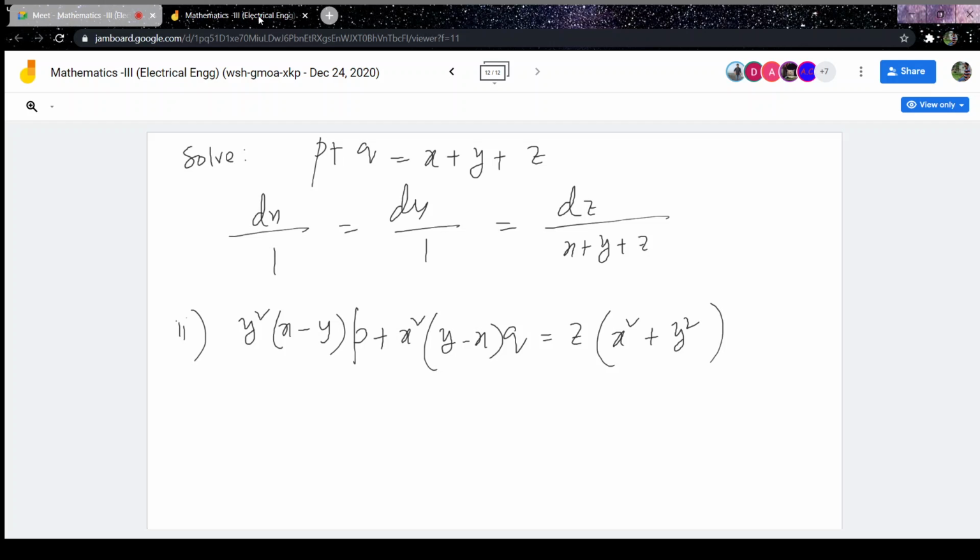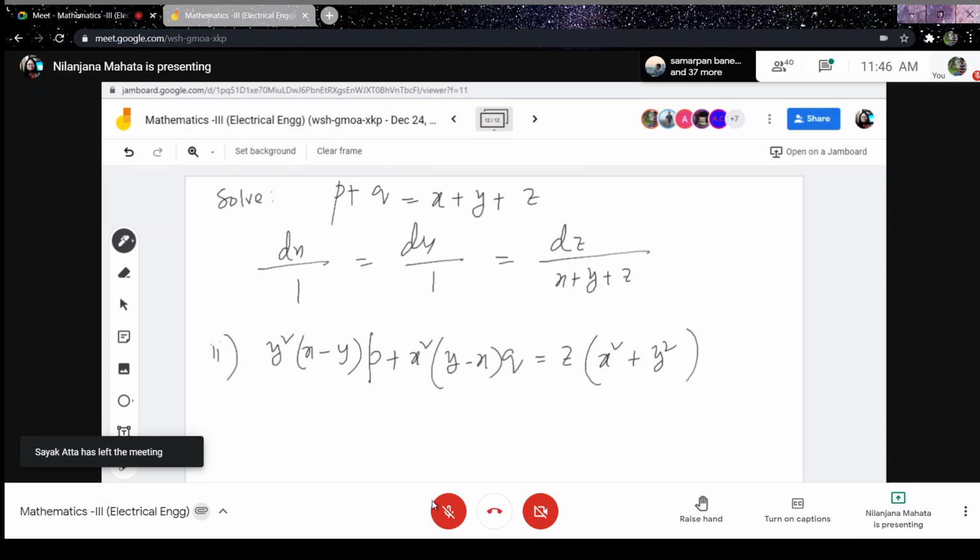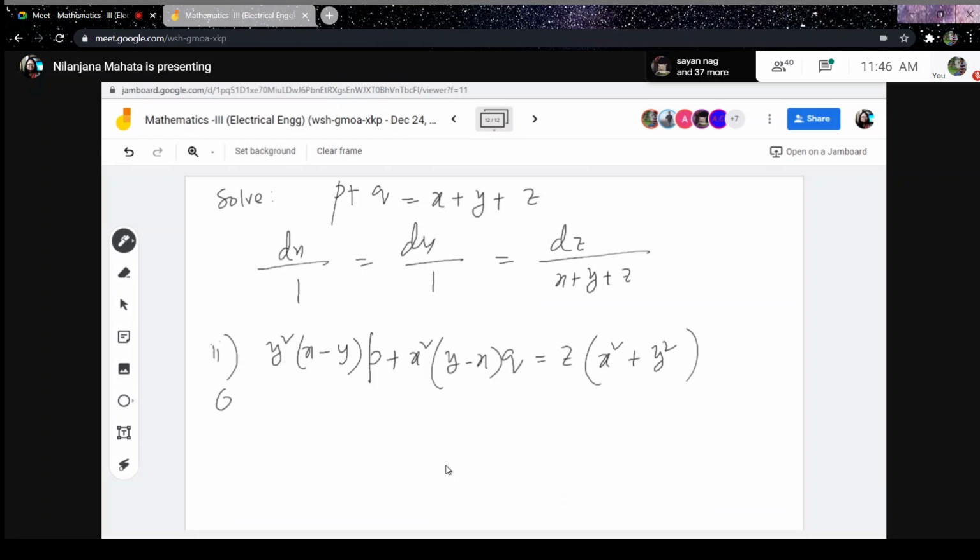Have you solved the first one? Yes, ma'am. What is the solution? Sir, phi of x minus y, comma x plus y plus z plus 2 multiplied by e to the power minus y. One is x minus y, another one is x plus y plus z plus 2 multiplied by e to the power minus y.